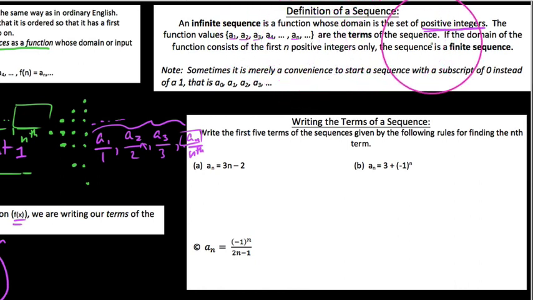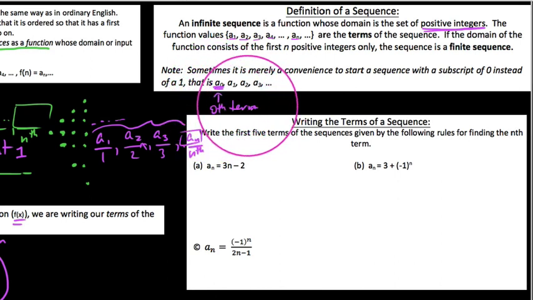If the domain of the function consists of the first n positive integers only, then the sequence is considered to be a finite sequence. In other words, if the sequence only goes from a1 out to a10, say n is 10, then 10 terms would be what we call a finite sequence. And last but not least, sometimes it's a convenience to start a sequence with a subscript of 0 instead of 1, so sometimes we have what we refer to as a 0th term in the sequence.